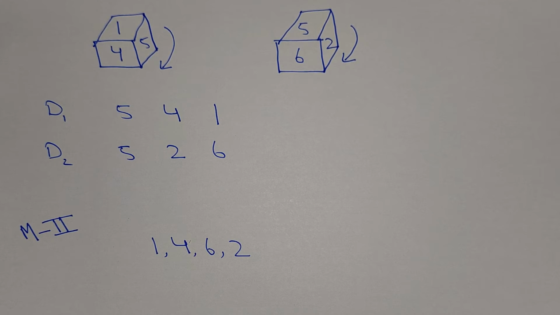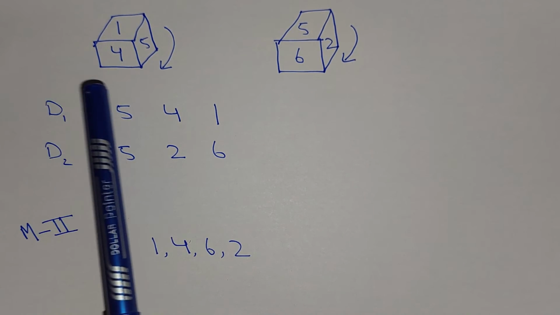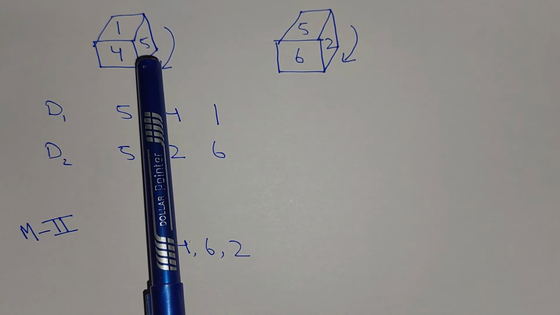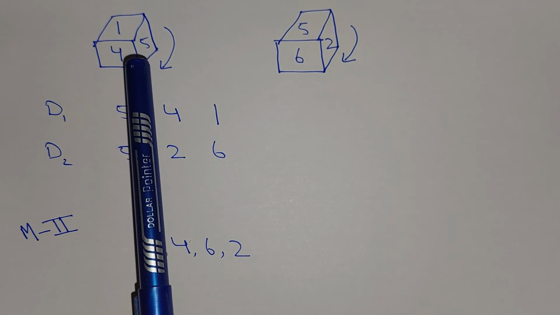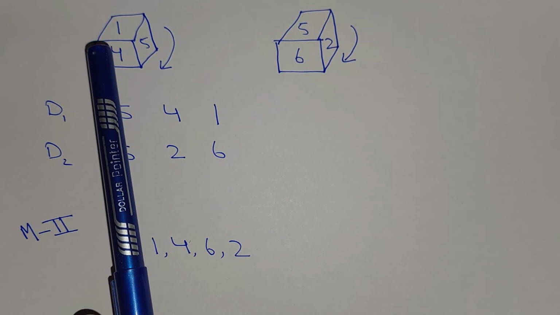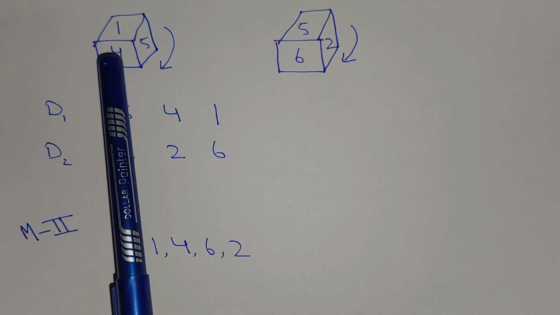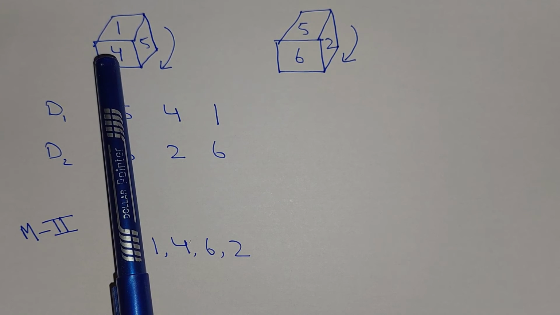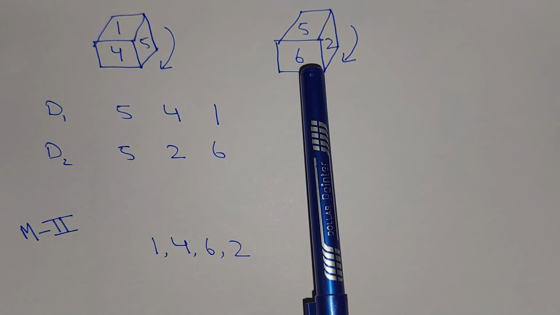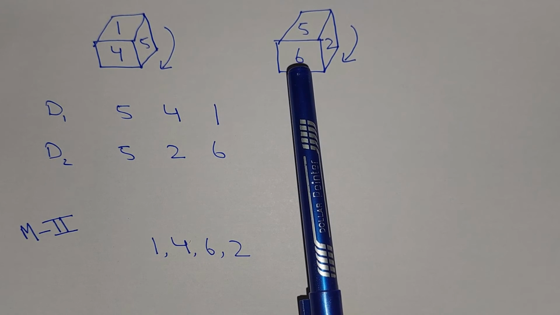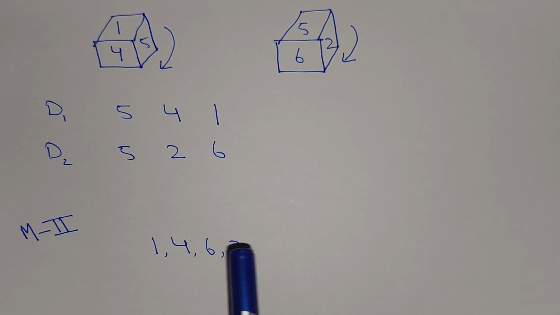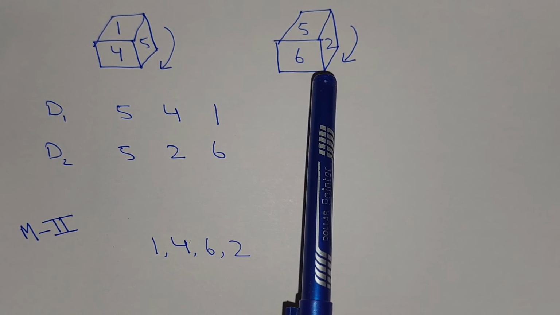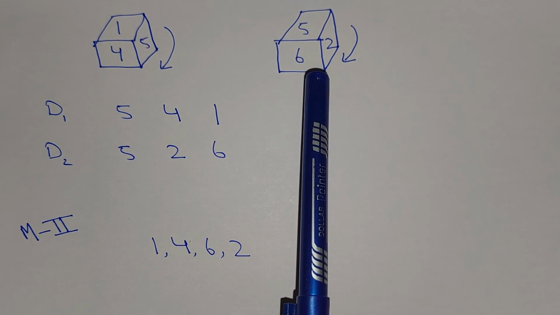Now we can also solve this problem using another method. Now let us see, we have to find out the opposite face of 5. Now we can see over here that 1 is adjacent to number 5, also 4 is adjacent to number 5, and here we can see that number 2 and number 6 are adjacent to number 5. It means 1, 4, 6 and 2 are adjacent to number 5. It means the number 3 is left.